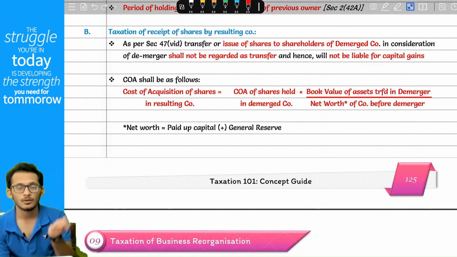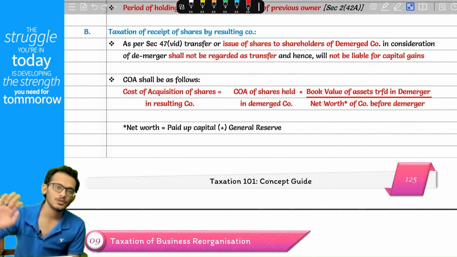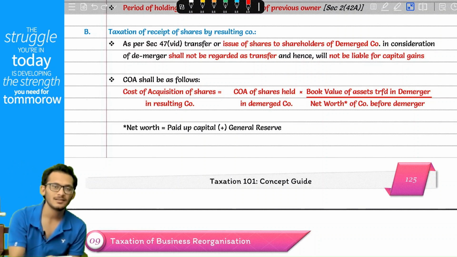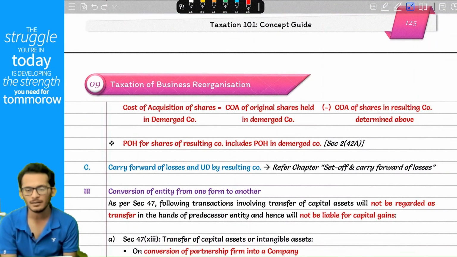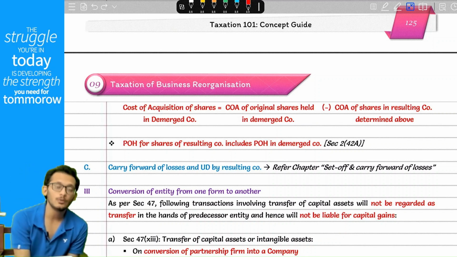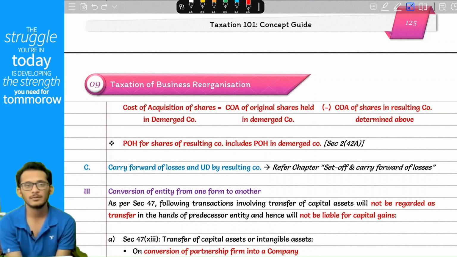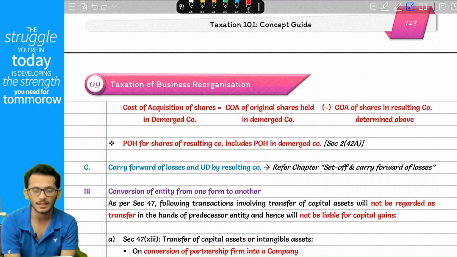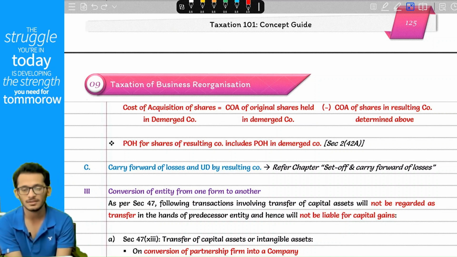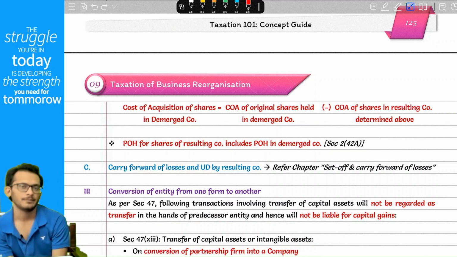What will happen to the old shares, Rahul? To the extent the cost you have moved away, that you will remove off, balance will remain here. So cost of acquisition of the old shares in the demerged company will be cost of acquisition of the old shares minus the cost of acquisition transferred to the resulting company. This is your demerger scenario.